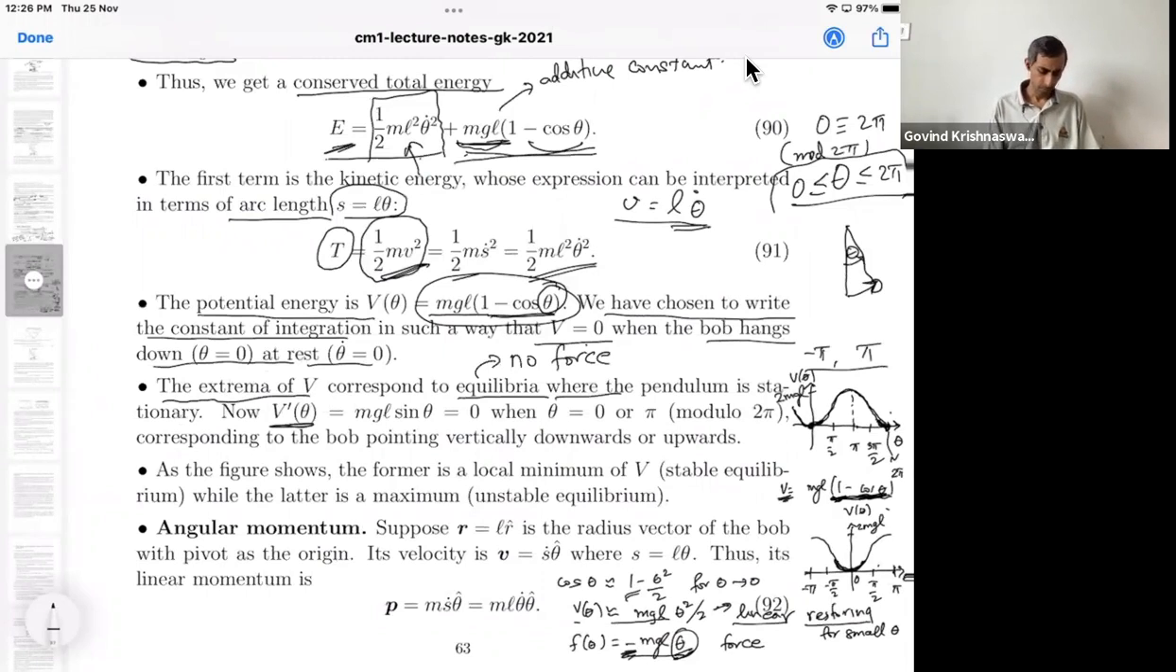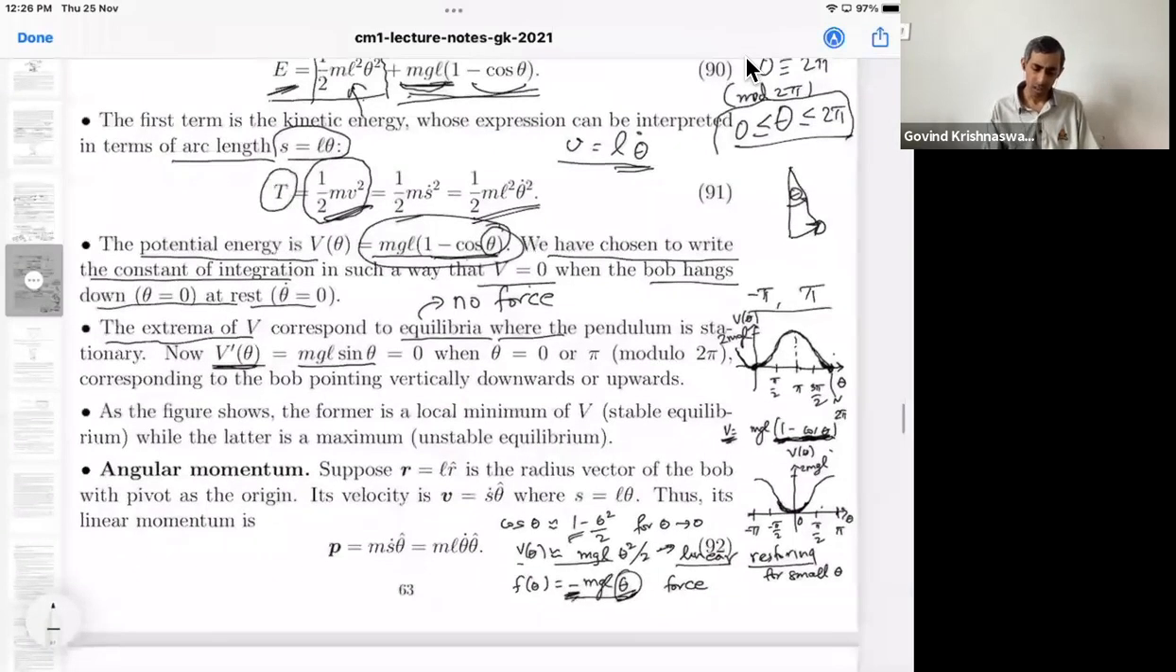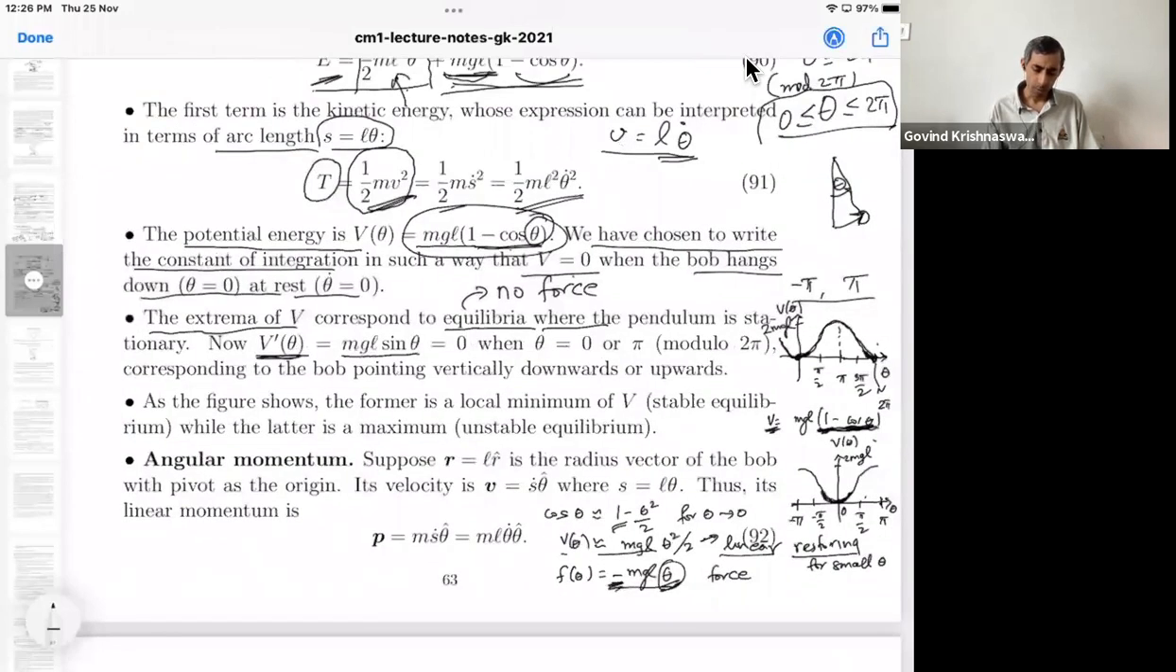So in our case, V prime, if we compute it, we are going to get mgl sine theta, which I just wrote down here. Now, when does that happen to vanish? Well, from the figure, I think it is clear. It vanishes here, slope is 0 there, here, and this place. So at these three locations, namely when theta is 0 or theta equal to pi or minus pi, which are identical. So these are the two physical situations, theta equal to 0 and theta equal to pi. They are the places where there is no force, and they physically correspond to the bob pointing vertically downwards, theta is 0, or vertically upwards, theta equal to pi.